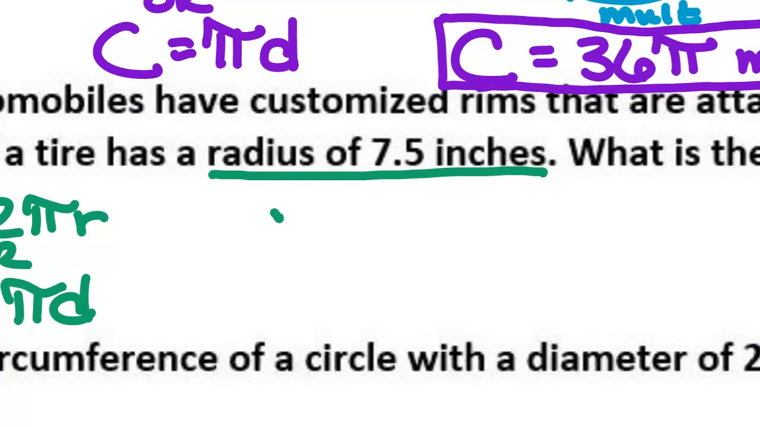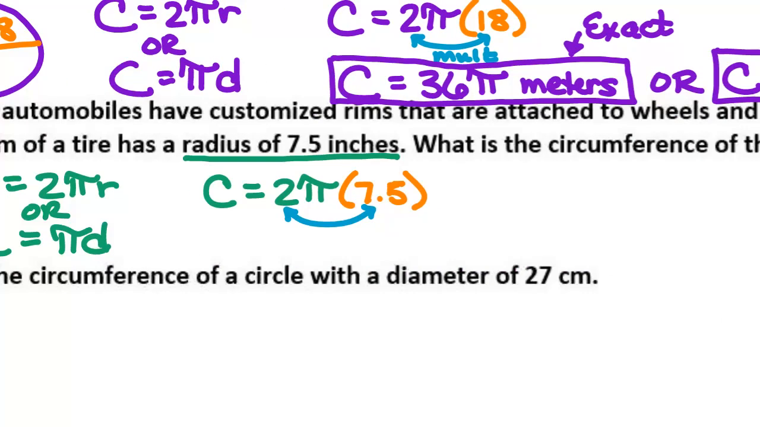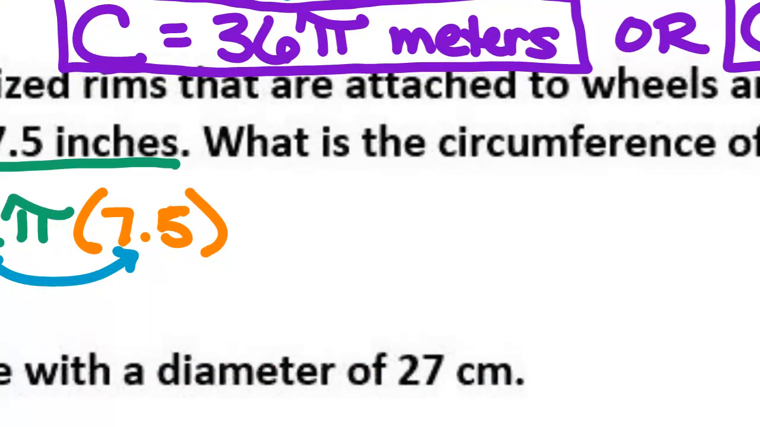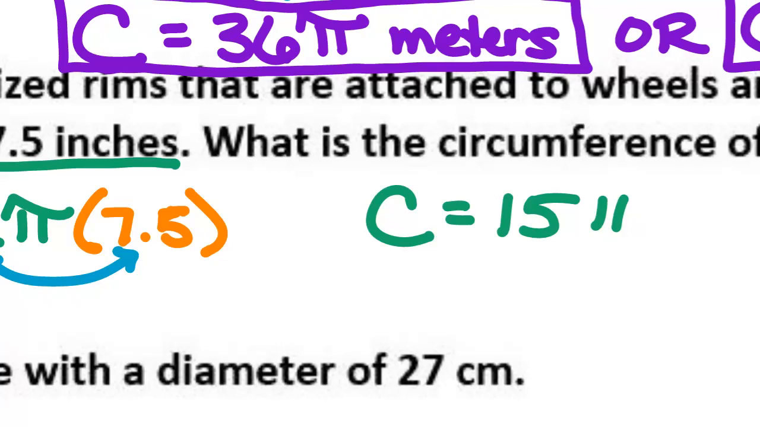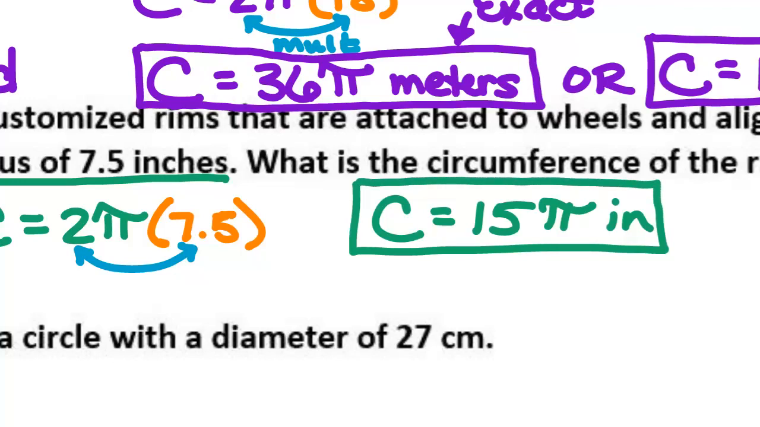2 pi r. So C is equal to 2 pi times 7.5. So first thing we're going to do is we're going to multiply the 2 numbers together here, 2 and 7.5. What is 2 times 7.5? 15. So my circumference is 15 pi inches. There's my exact answer. Let's give our approximate answer as well.